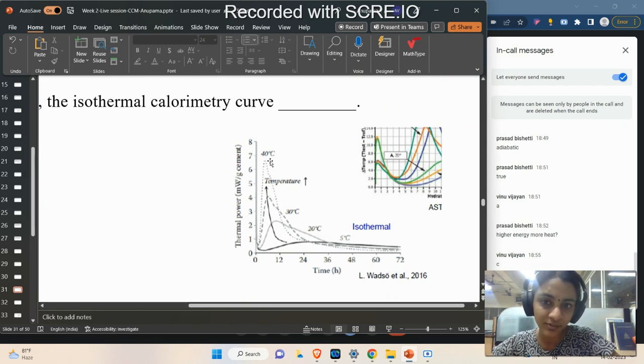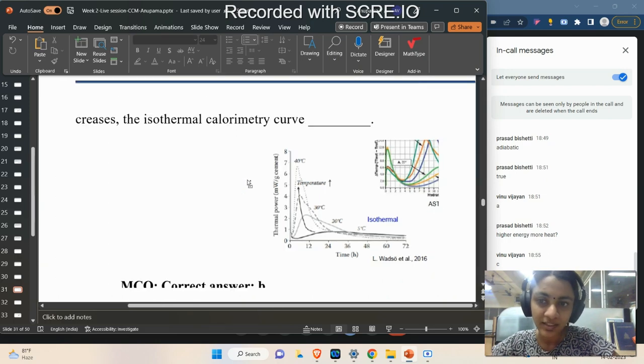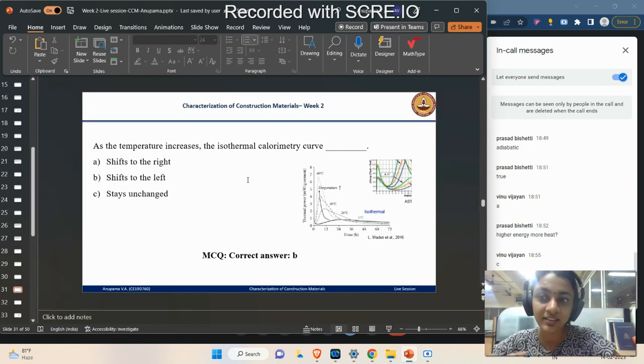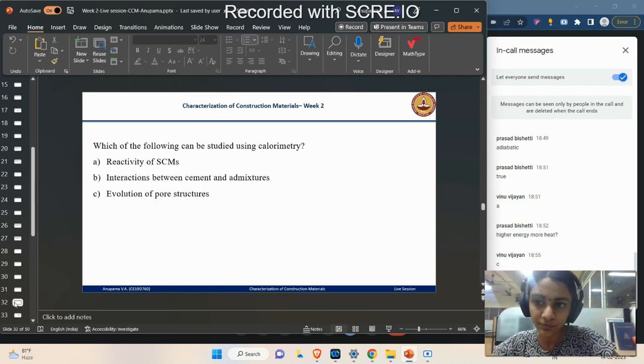Again, at 40 degrees it also shifted slightly to the left. So the correct answer is yes, the temperature increase influences the curve from isothermal calorimetry, and what happens as the temperature increases is that the curve shifts to the left. Okay, let's move to the next question.